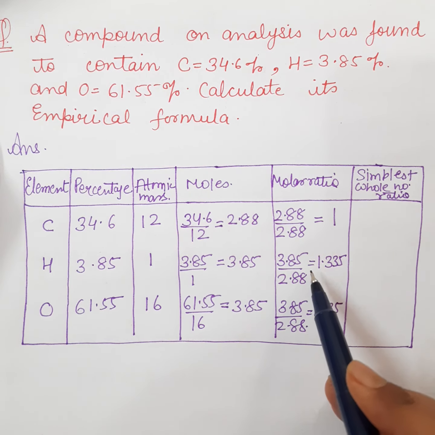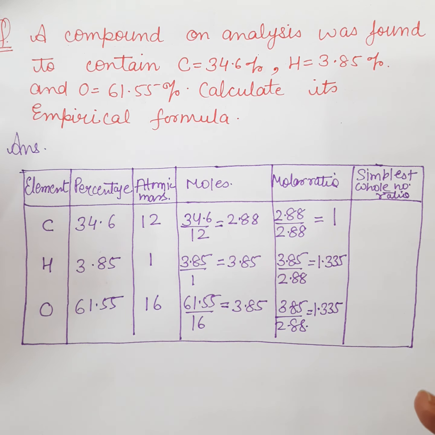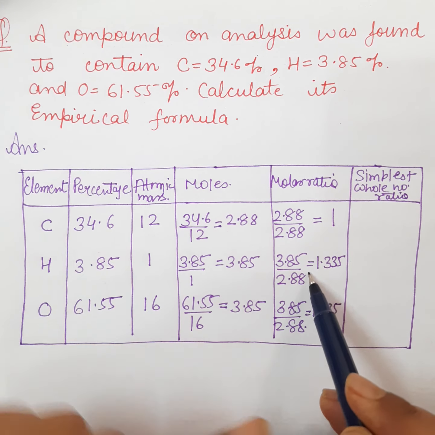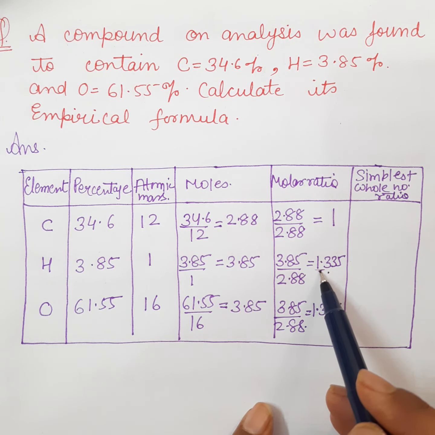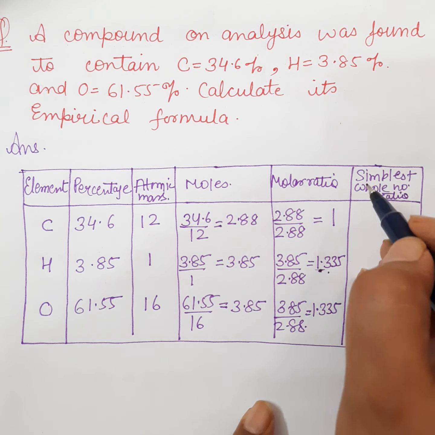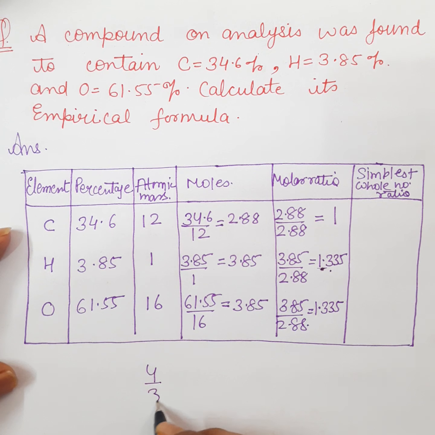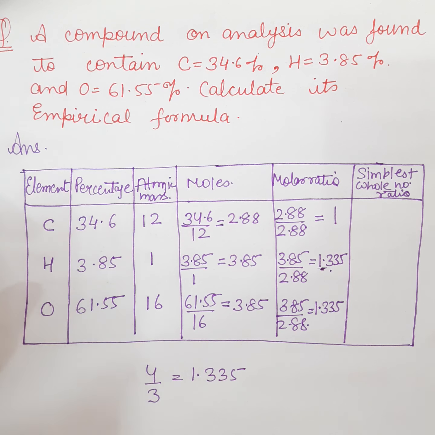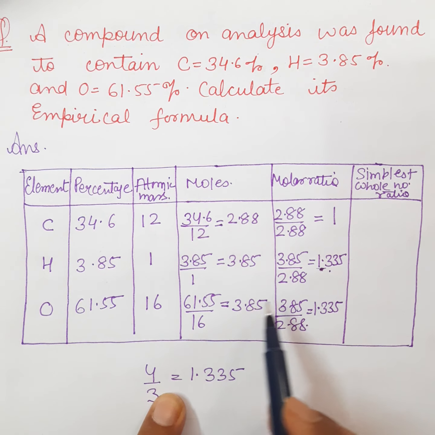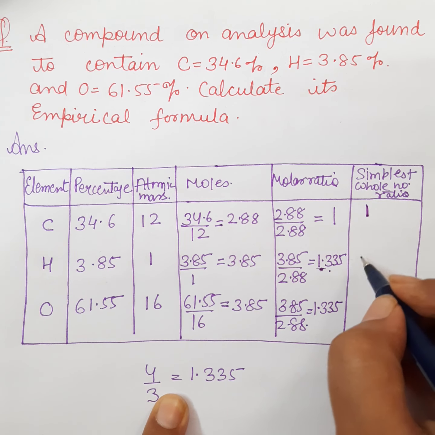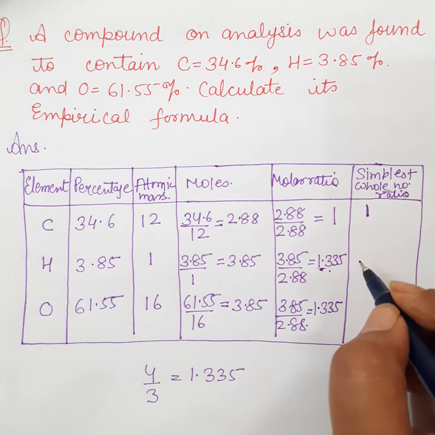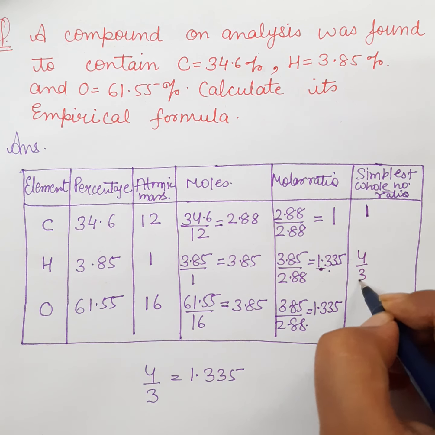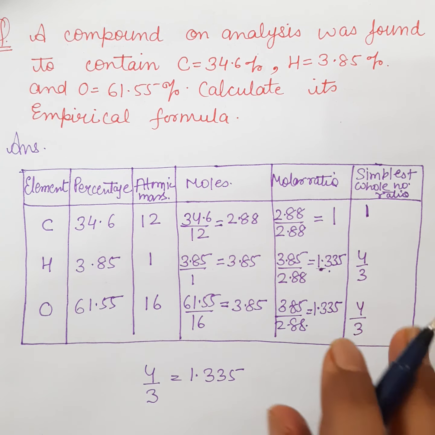Now students, you can see that 1.335, when we divide 4 by 3, we get this value. So I am going to write it here that if we divide 4 by 3, we get this value 1.335. Now, this is known as the simplest whole number ratio. So in this I am going to write 1, and that is, as we all know, 4 by 3, students. So I am going to write 4 by 3, and this is also 4 by 3. Now this is not a simple whole number ratio.